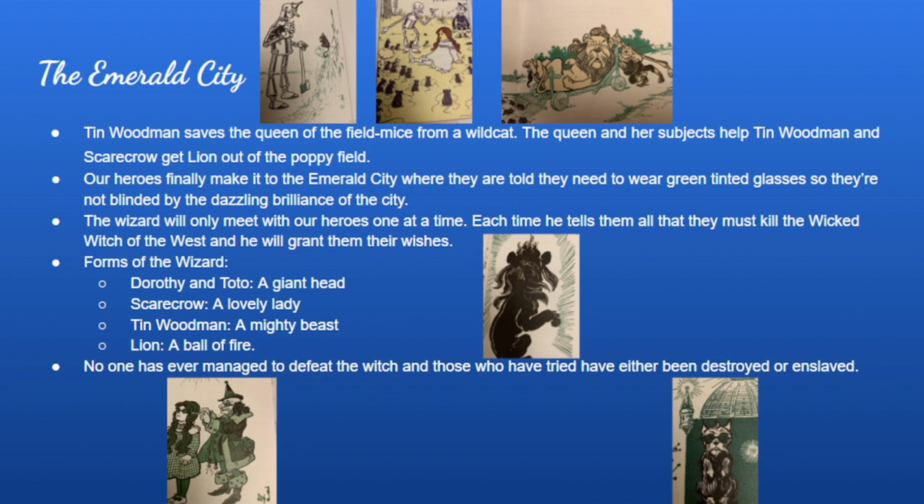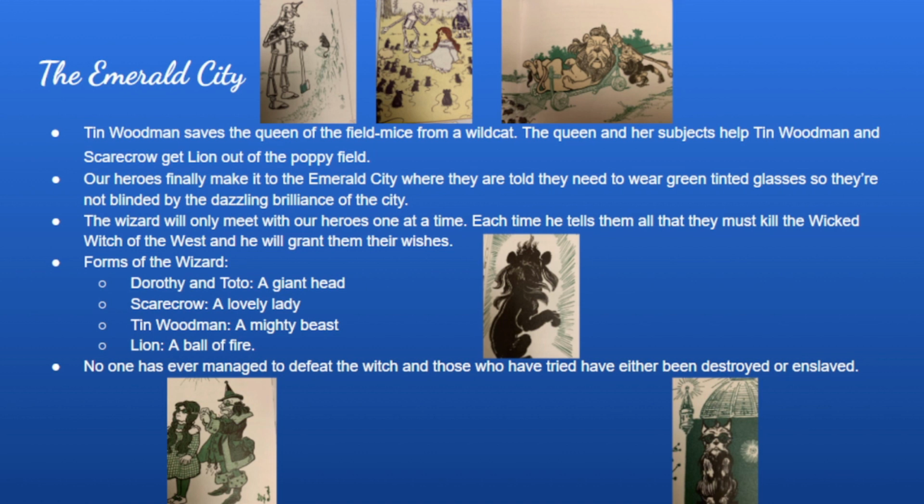The plan is that Tin Woodman will make a little truck, in the sense that it's a load-bearing cart on wheels. This is 1900 after all. Scarecrow and Tin Woodman will get Lion on the cart, and then all the mice will pull it while Scarecrow and Tin Woodman push. The plan is successful! Dorothy, Toto, and Lion wake up. The queen of the field mice tells them that if they need help again, just give them a call.